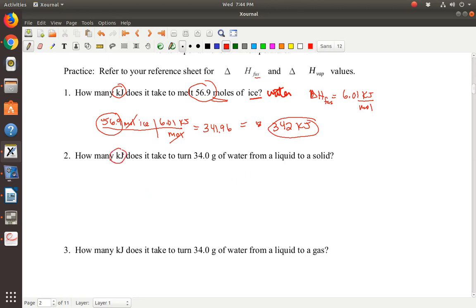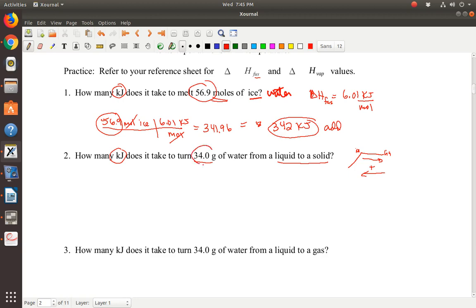Now, how many kilojoules does it take to turn 34 grams of water from a liquid to a solid? Well, liquid to a solid, we're going to be cooling it back off. So here we're adding this energy right here. We're adding 342 kilojoules of energy to melt the ice. Now we're going to go in the opposite direction. If we had the warming curve, we'd be having ice on this side and a liquid on that side. We first went this way to a liquid, so we added energy. Now we're going to go the opposite way. We're going to take away energy.